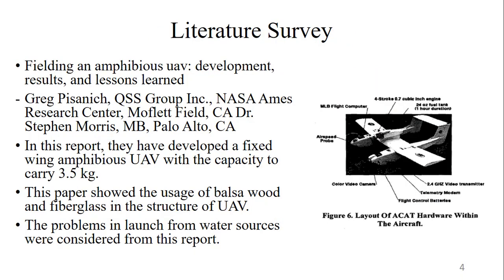For the literature survey, we have read some literature to design the amphibian vehicle. The first is the NASA Ames Research Center's literature. They developed one of the first UAVs which could carry about 3.5 kg. It is made out of balsa wood. They majorly covered problems in water source landing and water source takeoff. This helped us in designing our amphibian vehicle.